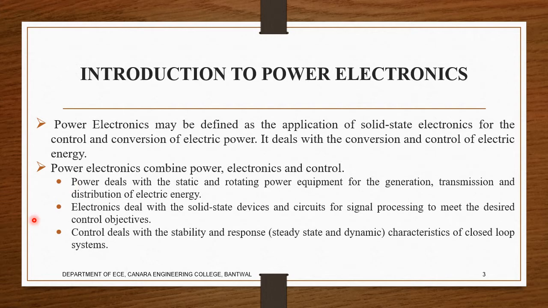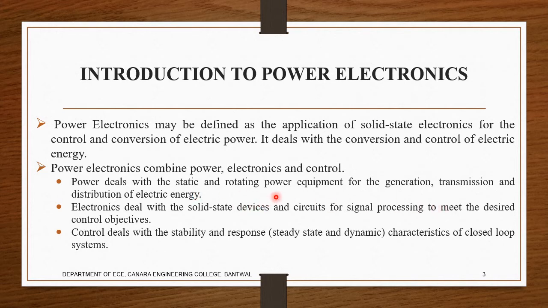Usually power electronics combines power, electronics and control, as I discussed. Usually the power part deals with rotating or static power equipment for generation, transmission and distribution of electric energy. It might be some kind of turbines, or it might be static batteries. It depends. It is just trying to convert the electrical energy. It deals with generation, transmission and distribution. But in what sense are they using the electric energy?